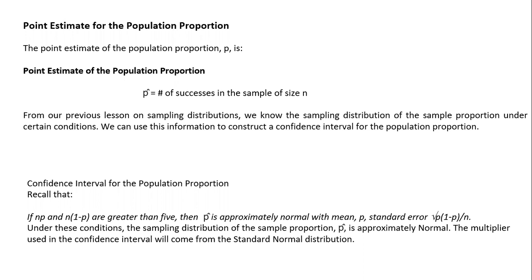Okay, so that is what we called. So if np and n into 1 minus p are greater than 5, then p hat is approximately normal with mean.